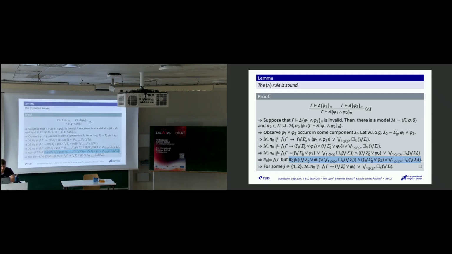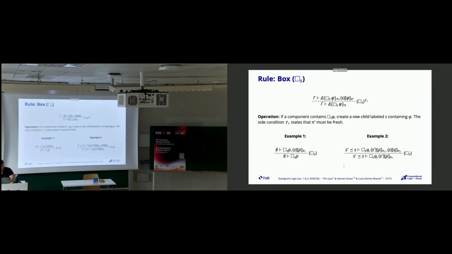So that means that for some j equal to 1 or 2, it must be the case that this implication is false on M at pi naught, because we have everything in gamma holding, and we have one of these conjuncts being false. Now this formula down here, when j takes the value 1, serves as the formula interpretation of the left premise, because we have a phi1 occurring. And when j takes the value 2, it serves as the formula interpretation of the right premise. So this establishes that one of the premises must be invalid. So we have soundness of the conjunction rule.